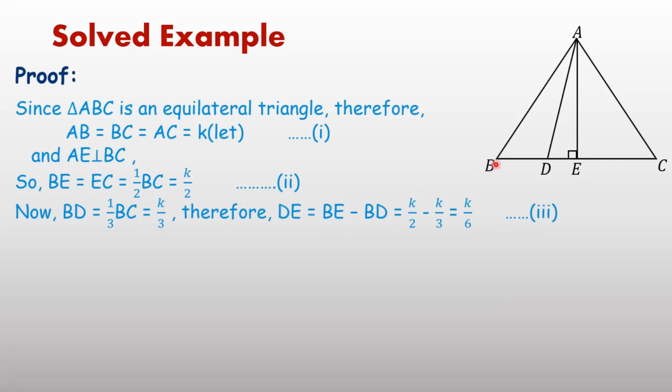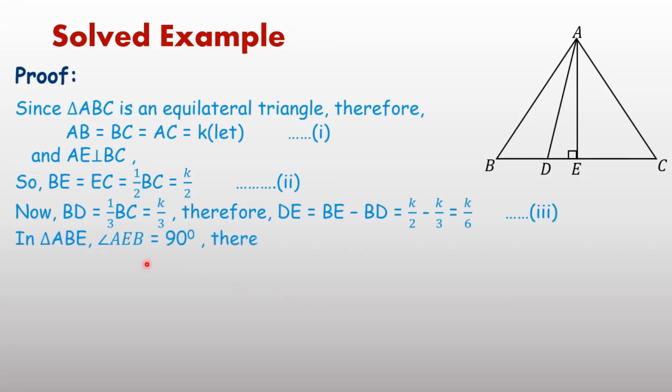Therefore, BD equals 1 by 3 BC. Therefore, DE we can write as BE minus BD. The value of BE is K by 2 minus K by 3, take LCM 6. 3K minus 2K equals K. It is equal to K upon 6.